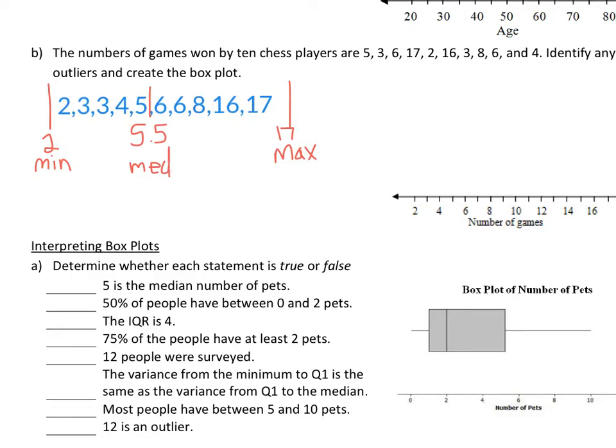To find our first quartile, I need to find the center of these 5 digits on the left, which happens to be this 3. So this is quartile 1. And same on the other side, the middle of these 5 digits is 8, which is our quartile 3.